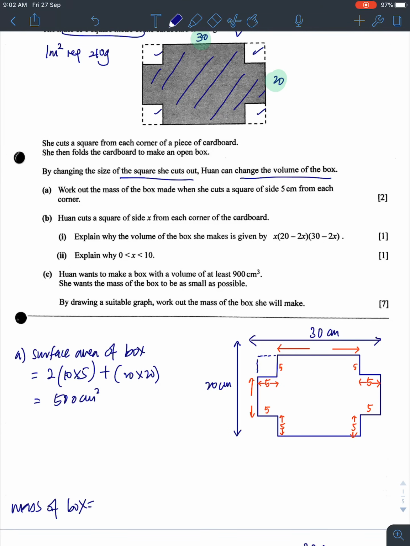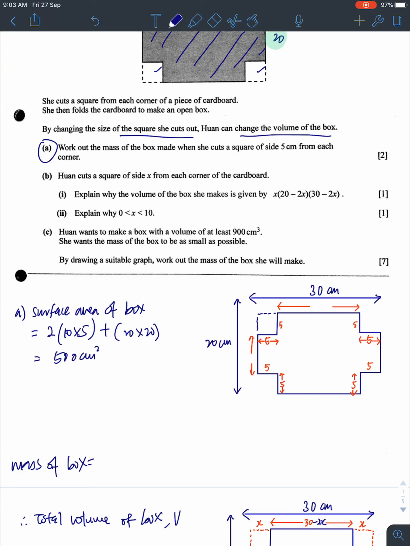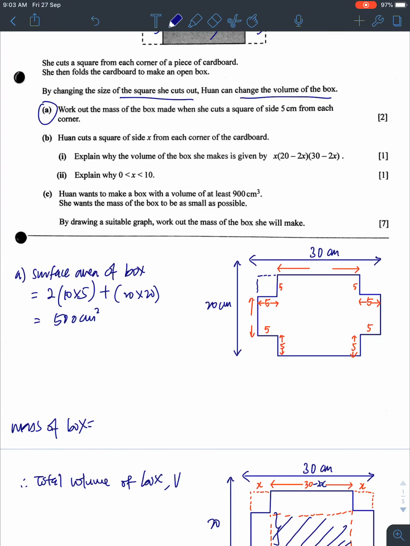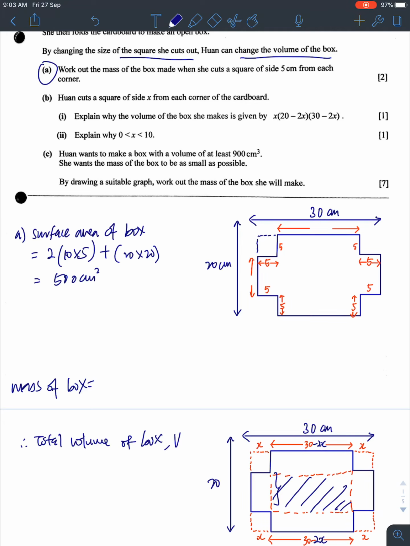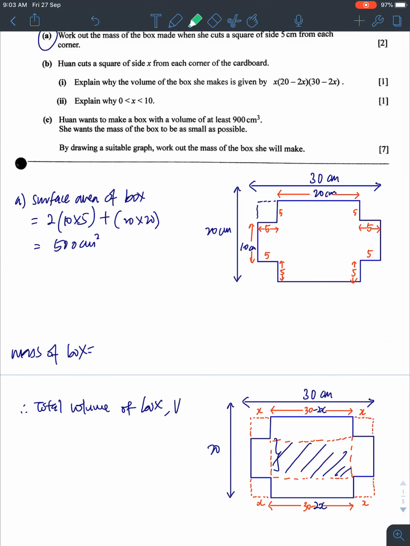For the first part, we want to find out the mass of the box when she cuts a square of side 5 cm from each corner. When she does that, the original breadth is 20 cm. Cutting 2 squares of side 5 cm gives us 10 cm for the length, and for this length over here, this gives us 20 cm. That's the reason why the total surface area is simply the area of the net, the area of this green shaded area.